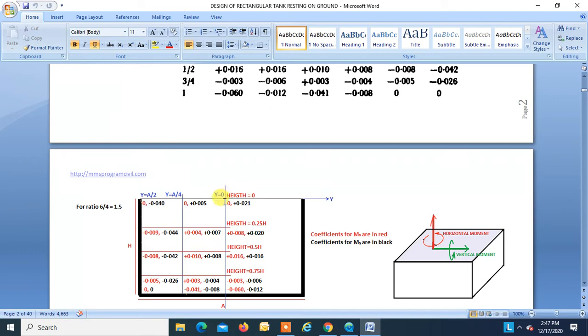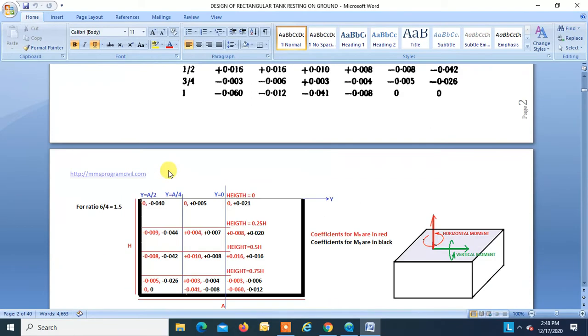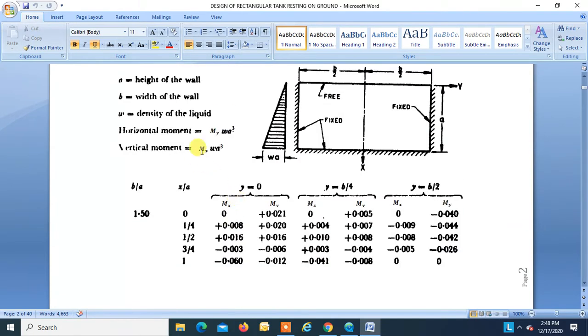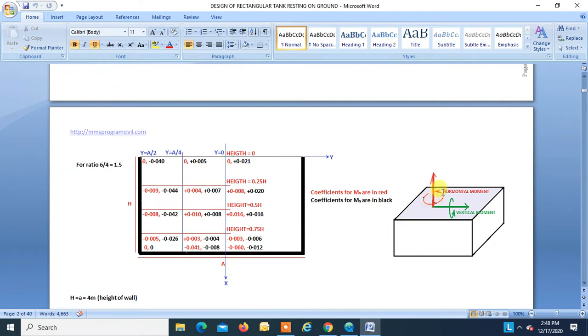Now considering this point, this coefficient will give a vertical moment, that is mx into w into a cube, and that vertical moment will be this. Now this is my, so my into w into a cube will give the horizontal moment, so that will give us this moment. So this is how we get the horizontal moment and the vertical moment at this point.